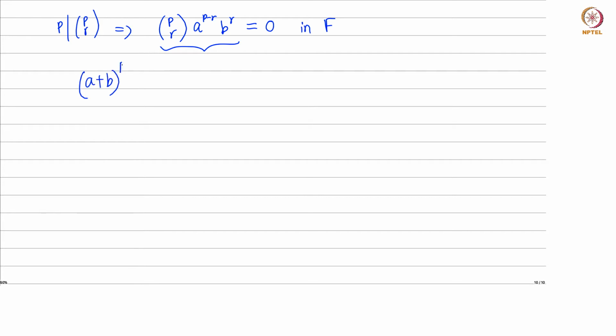So therefore, P divides P choose R implies that term is 0. P choose R, A power something, B power something is 0 in this field F. Why? Because F has characteristic P, and since this is a multiple of P, this is just the 0 element in the field F. Okay, so that's what characteristic P means, right? P times any element of the field is just 0. Okay, so therefore you're only left with the 2 terms at the end, A power P and B power P. Okay, so this just shows that phi is a homomorphism.